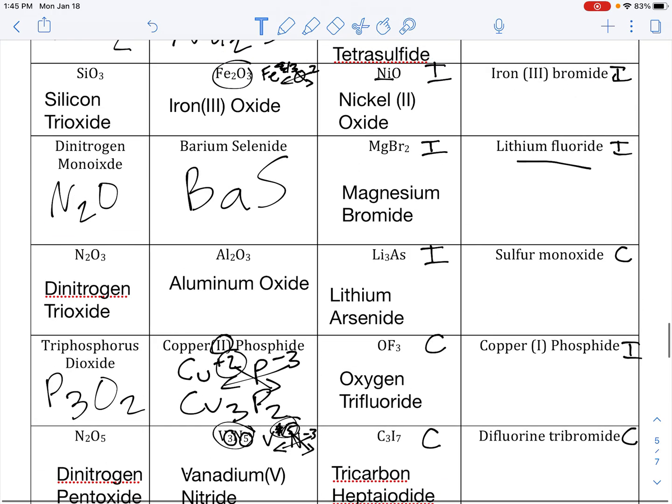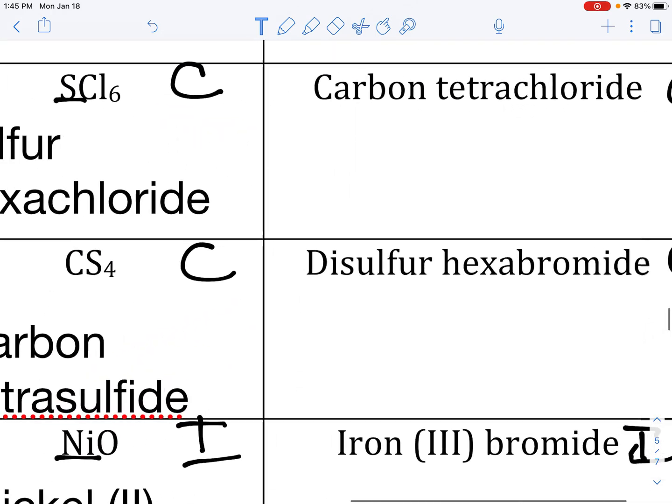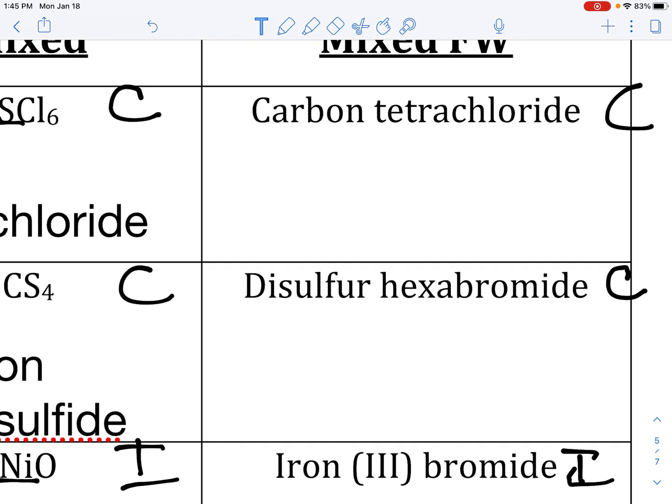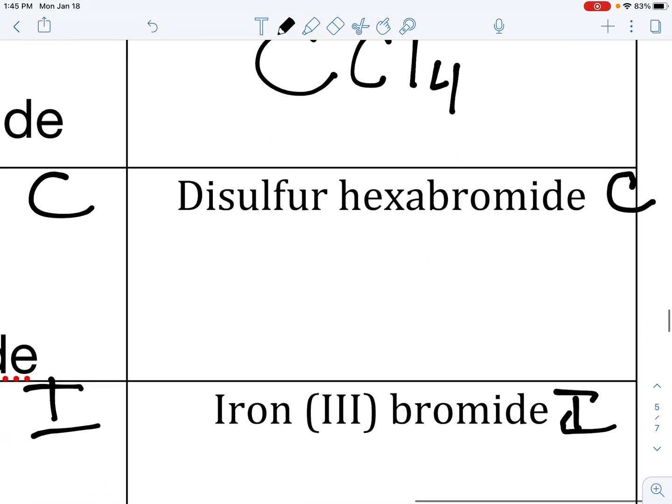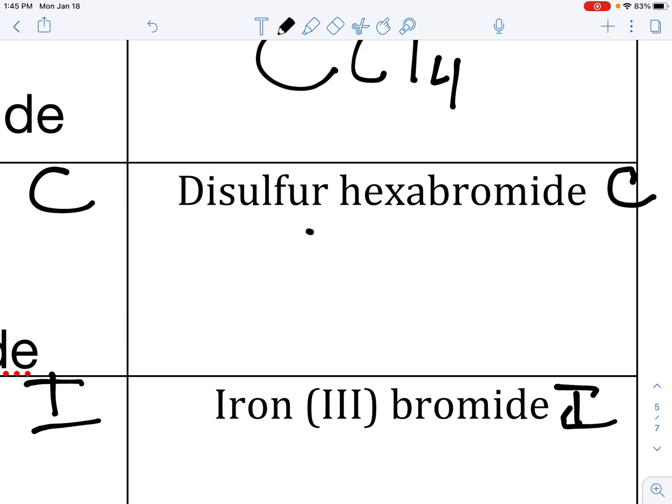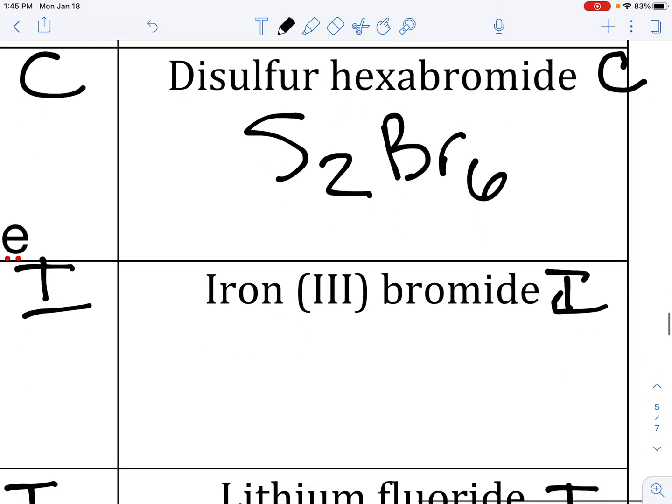Now, formula writing. Again, I look at my first element. Is it a metal or a nonmetal? And then I decide what I'm doing. Carbon is a nonmetal, so it's covalent, so it's prefixes. Carbon just means 1. Tetrachloride means 4 chlorines. Sulfur is a nonmetal, so no crisscrossing. Disulfur means 2 S's. Hexabromide means Br6.